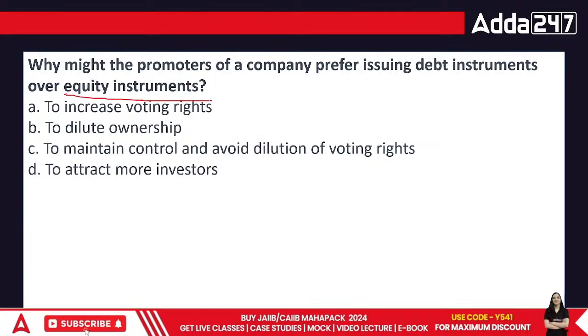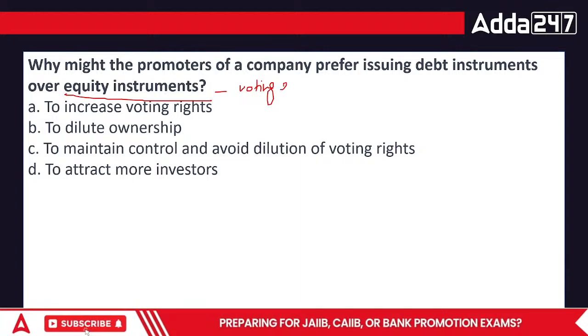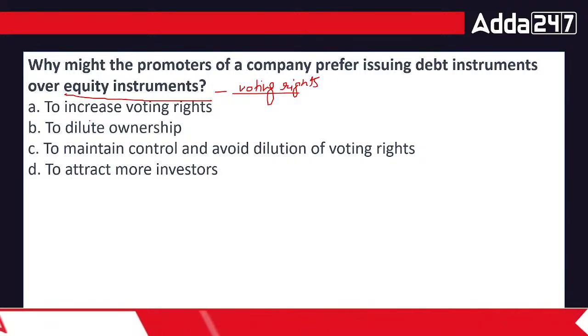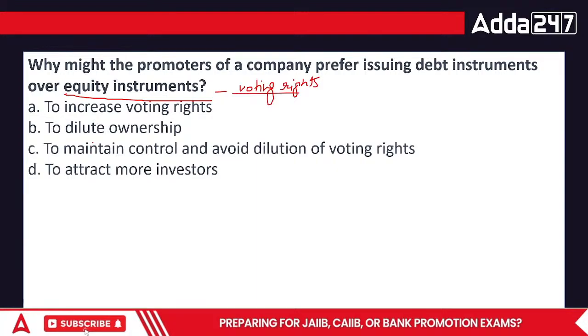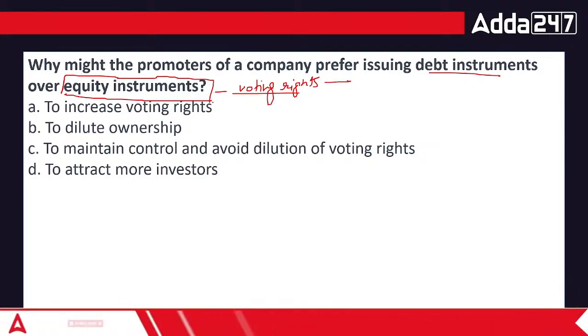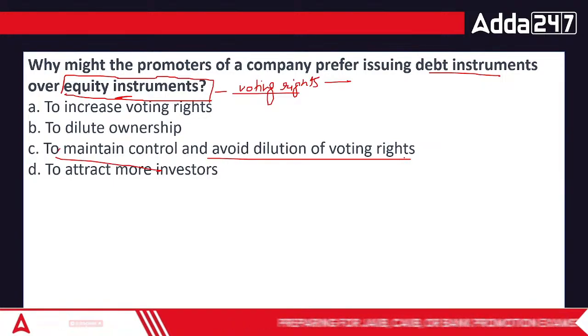The equity shareholders have voting rights, while the preference shareholders do not have any voting rights, along with the people from whom we have taken loans. So one thing is clear: if we have equity instruments, then the voting rights are there. But if you're preferring debt, then you are definitely maintaining your control and avoiding dilution of voting rights.